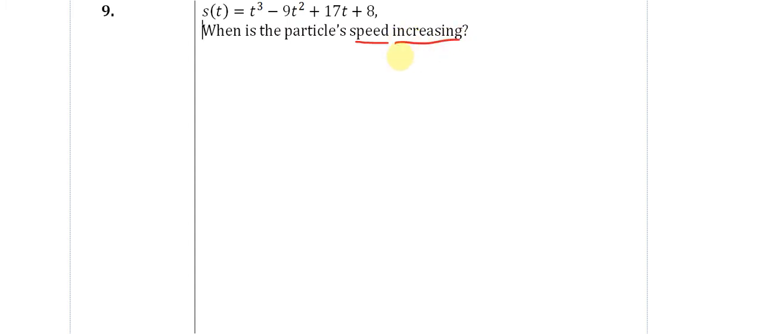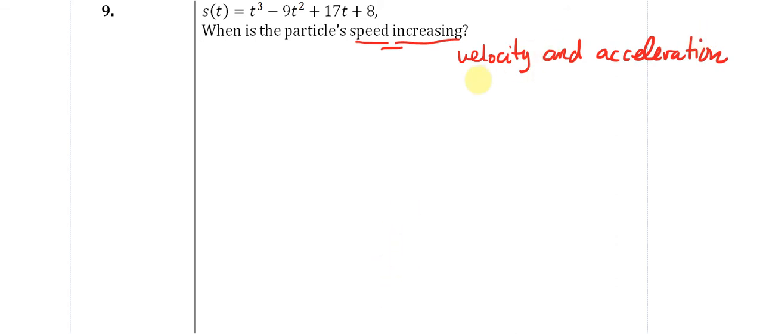From our previous discussion, we know that speed increases whenever velocity and acceleration are in the same direction. Okay, whenever velocity and acceleration are in the same direction. We already figured out the velocity.